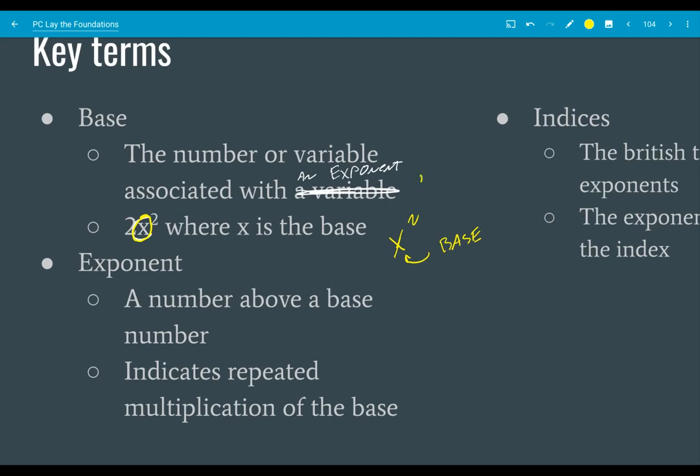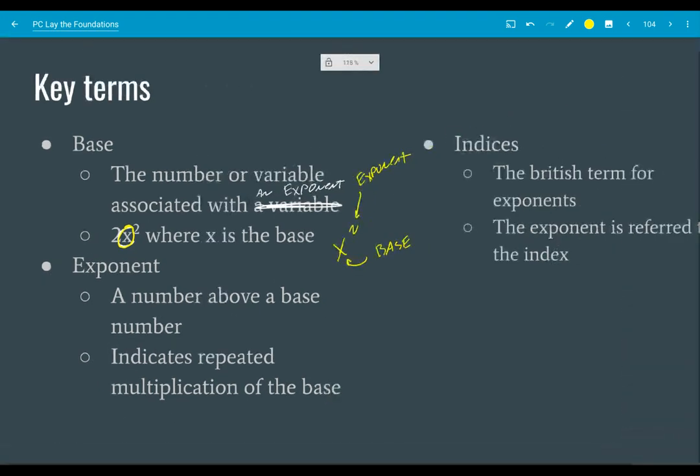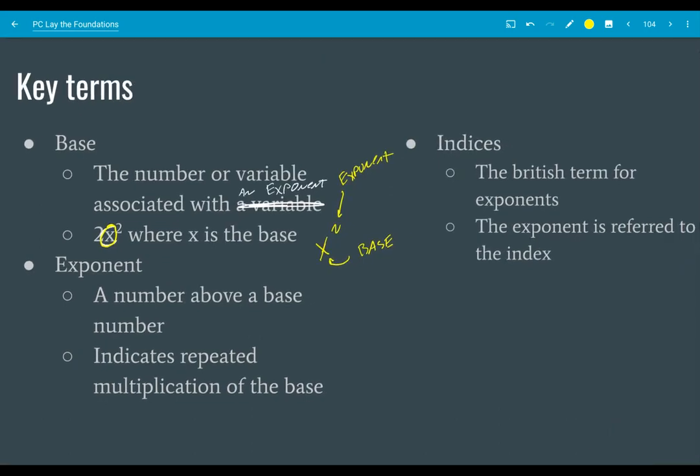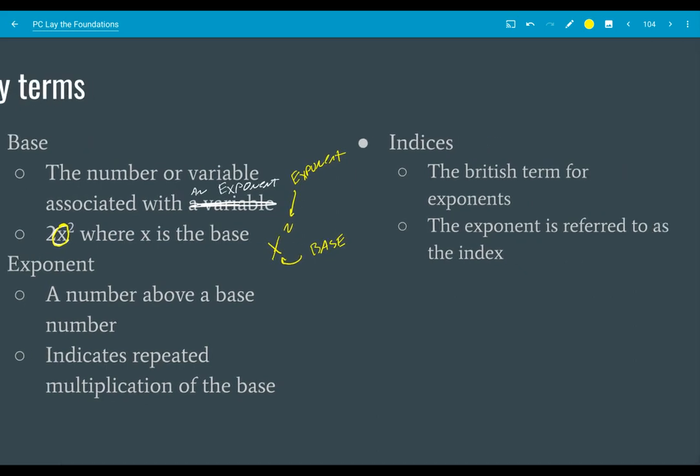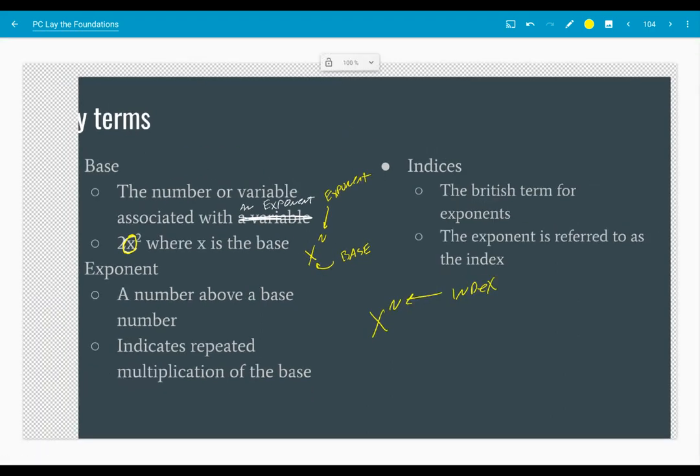The exponent obviously is this. That's the exponent. Now, you might see an index or indices. That's the British term for exponents, they call them indices. So let's look at this down here. So x to the nth, this is the index. We're used to just calling it the exponent, but the British specifically call that out, and that's the index. So I want you to be aware of that.